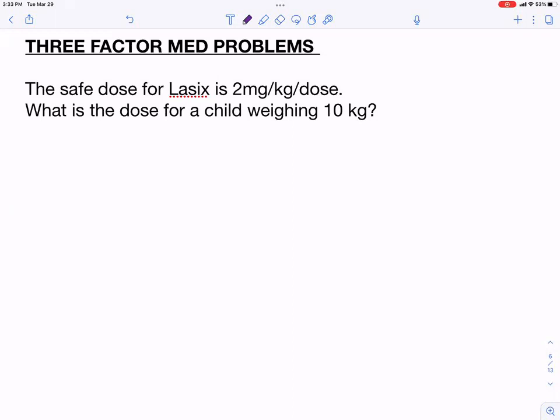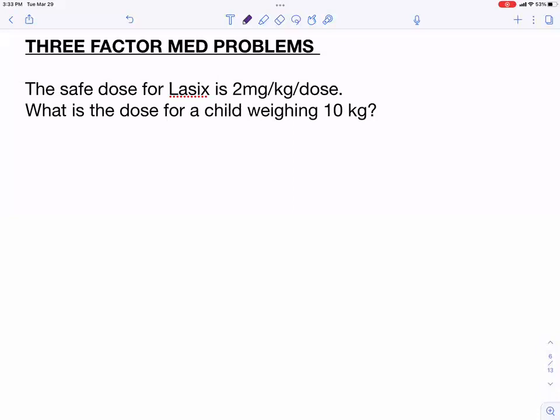And as to how much medication the child can receive, it could be written or asking you what is the dose for a child per dose or per day. So we know these are three factors because they have three elements in the order. So in this problem on the screen, it says the safe dose for Lasix is 2 milligrams per kilogram per dose. So it's asking you to solve a very specific problem. So what is the dose for a child weighing 10 kilograms?